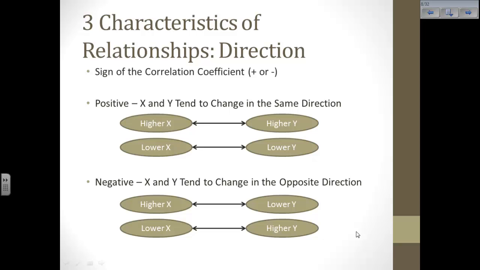So if X and Y tend to change in the same direction, in other words, people who have higher values for X tend to have higher values for Y, and conversely, people who have lower values of X tend to have lower values on Y, that relationship is a positive relationship. And when you calculate the correlation coefficient, or R, because all we're going to be doing is Pearson's correlation, it'll be a positive value.